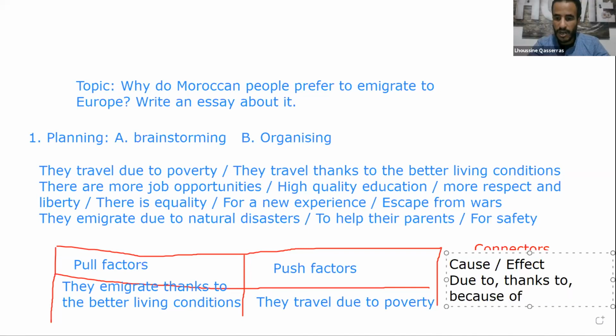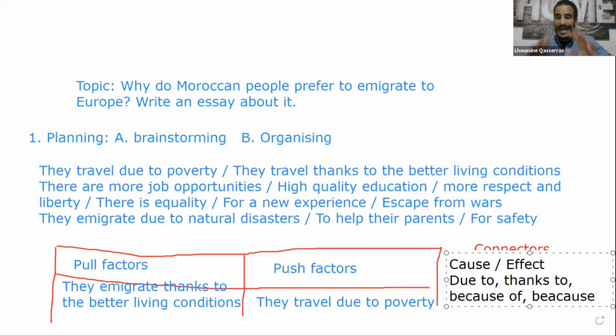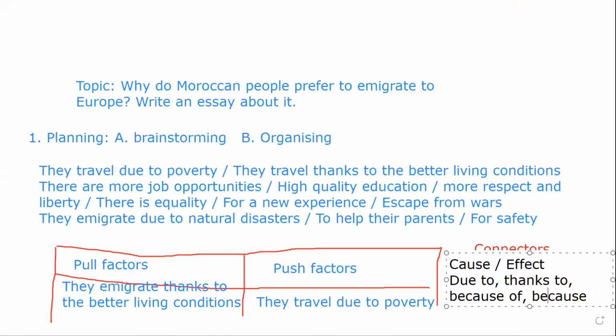So these are causes or effects. Yes. This is causes: because of, due to, because, etc. And don't bombard them with a lot of linking words. Just some. Due to, thanks to, because of, because. Good. Then you move to the effect.